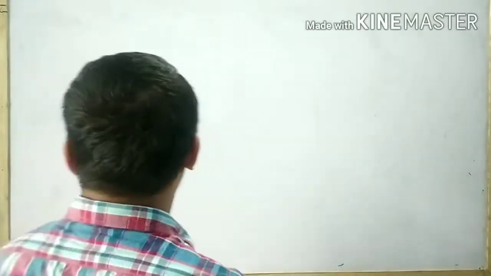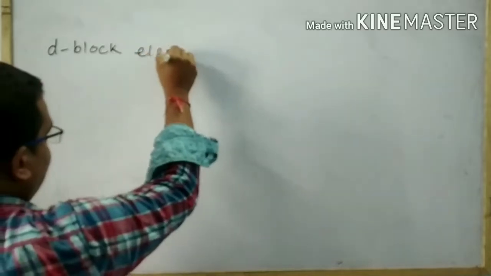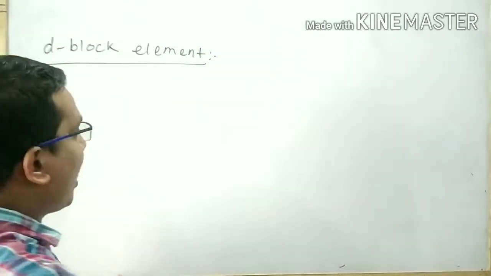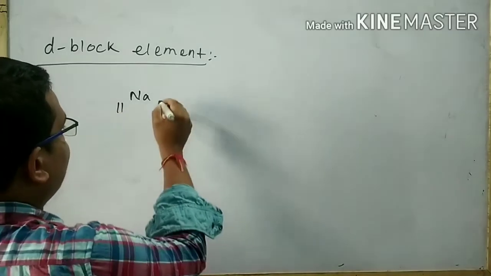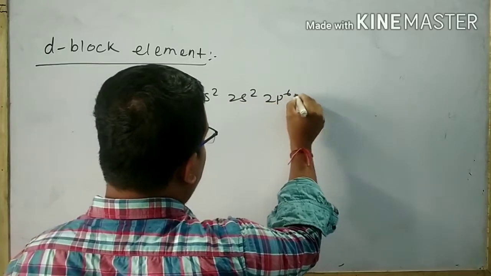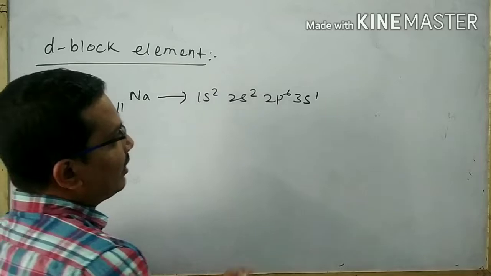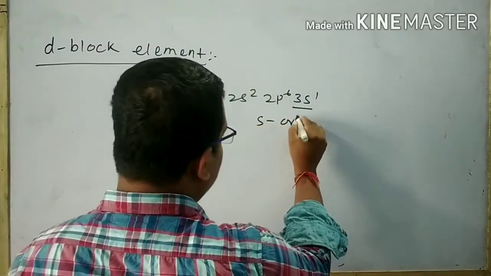Now I will discuss the d block element. Before going to the d block element, I want to draw the electronic configuration of sodium. Sodium has atomic number 11. The electronic configuration of sodium is 1s2, 2s2, 2p6, 3s1.